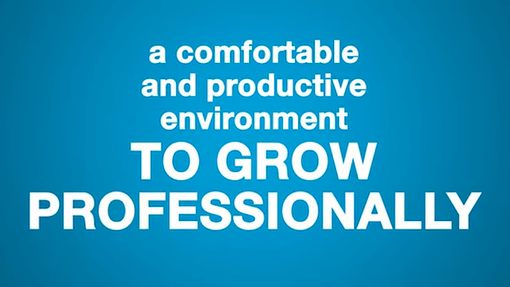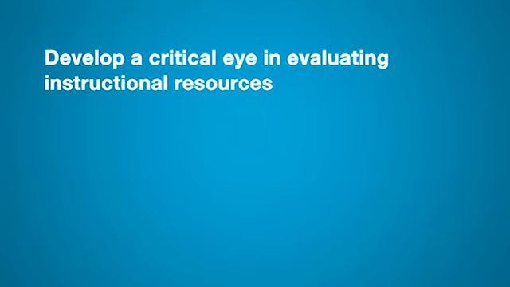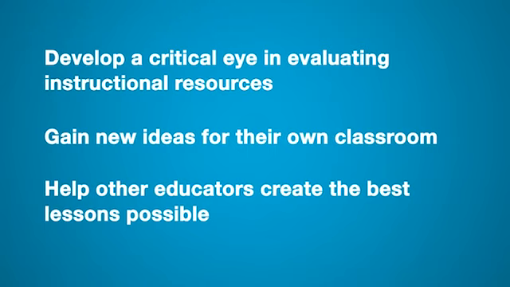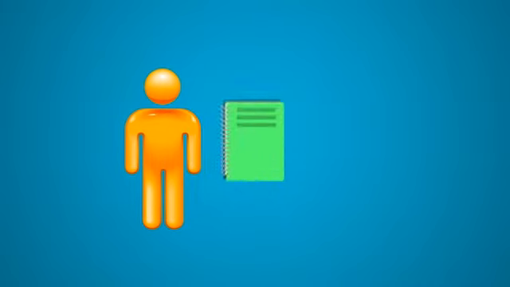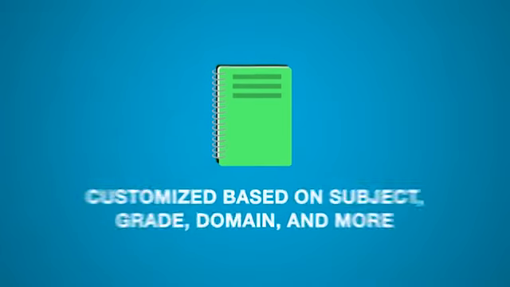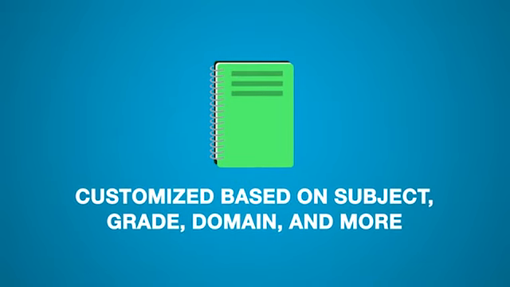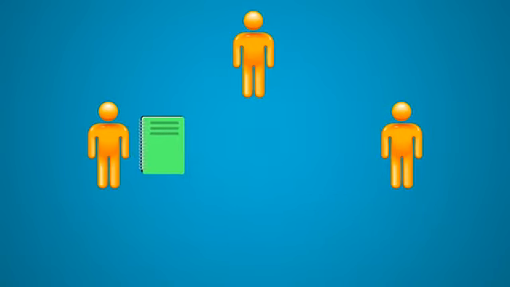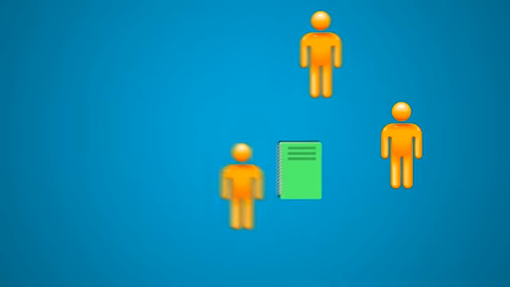The review process is also a powerful tool in helping the educator reviewers to develop a critical eye in evaluating instructional resources, gain new ideas for their own classroom, and help other educators to create the best lessons possible. Here's a quick snapshot of how it works. Once the contributor submits a resource to CPALMS, it is processed by the system and assigned to a specific review path that is customized based on the subject, grade, domain, and other factors. Each resource enters the review process and is specifically directed to the peer-teacher reviewers and the subject area experts who are most highly qualified to critically and constructively examine that particular resource.